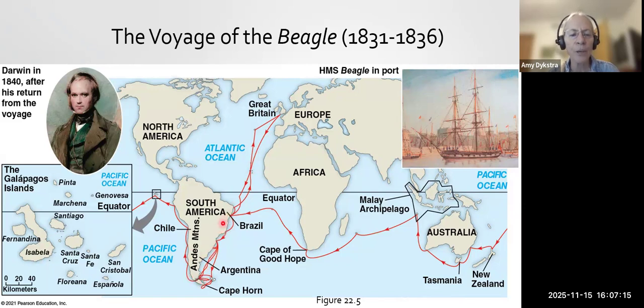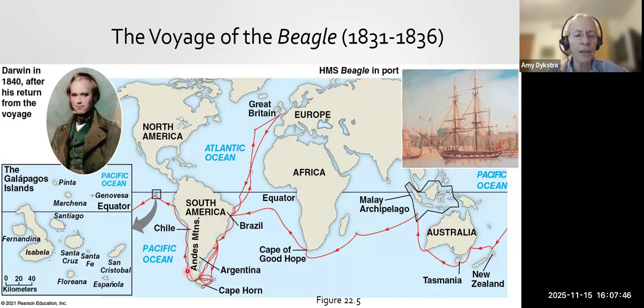And while the ship was doing its mapping, Darwin spent a lot of time on land. He struggled with seasickness, and so he preferred being on land whenever he could be. And he made copious collections. He collected all kinds of plants and animals, insects, both living animals and mostly dead animals, and he would ship his specimens back to England periodically.